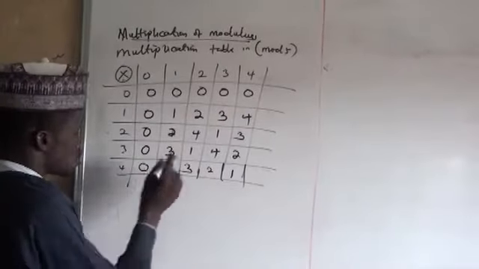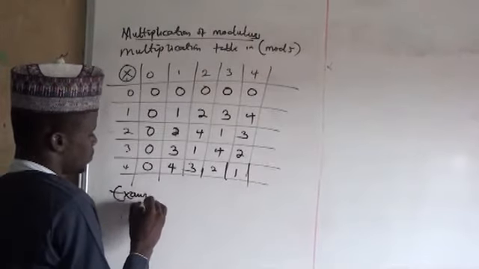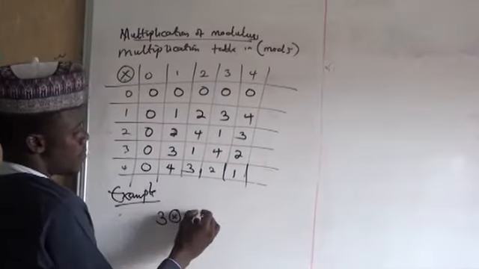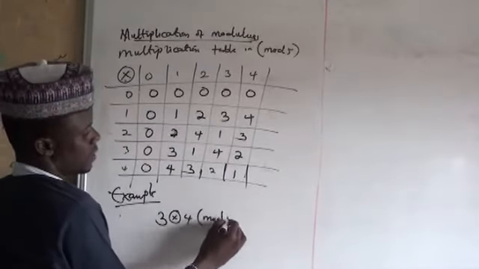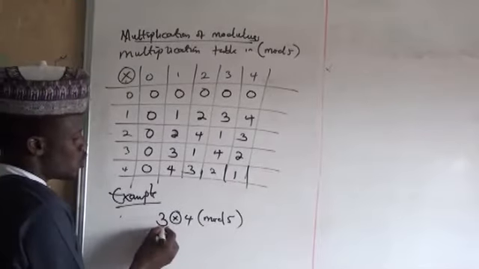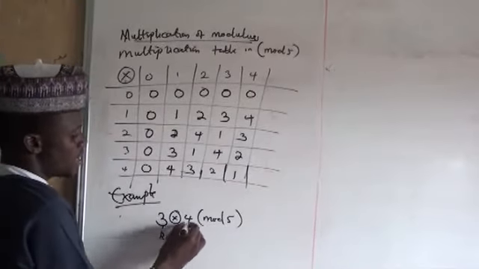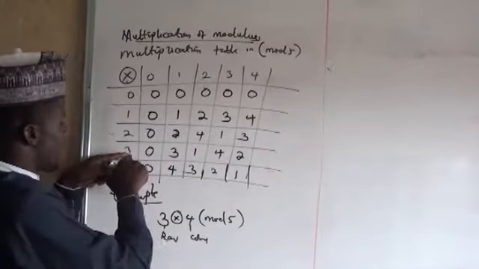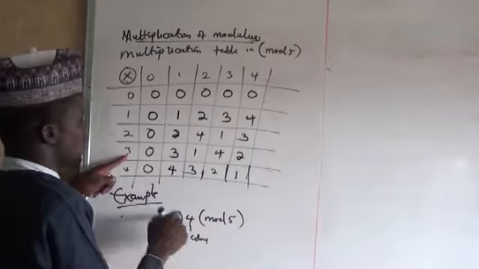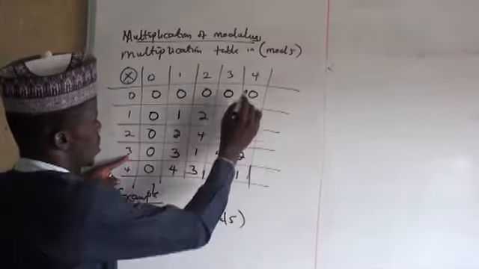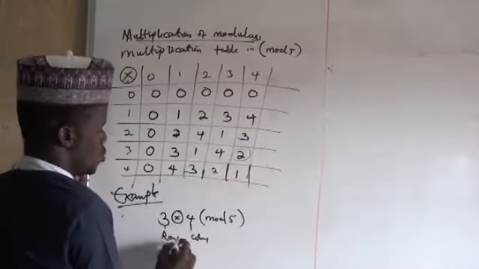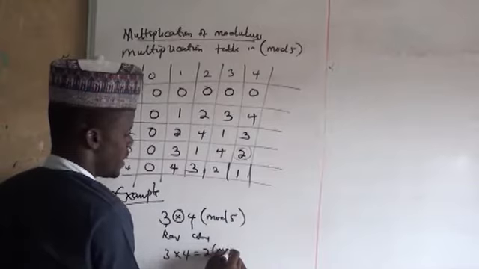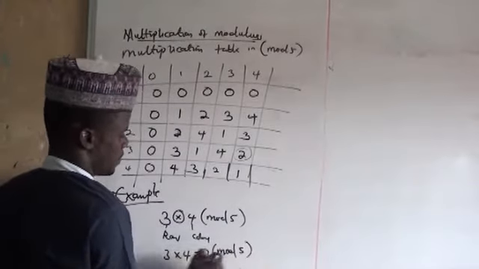And there are some questions that follow under multiplication, like this example. When we say 3 times 4 under mod 5, what is it? 3 times 4 mod 5. As I told you, this means row, while this means column. So you now have to check from the table. Row 3 is here, and under column 4 you have to trace. Column 4, here we have 2. So 3 times 4 is equal to 2 mod 5.